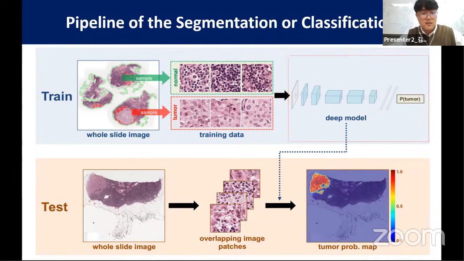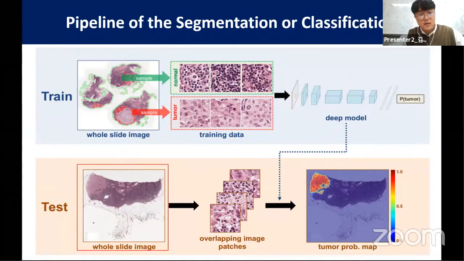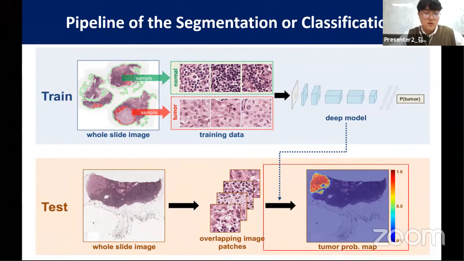At the test phase, given the whole slide images, by using pre-trained networks, the deep neural networks yield the probability map of tumors. When the value of a pixel is close to 1, the corresponding region indicates a tumor region. Generally, by following this procedure, we can perform the cancer detection or classification task.